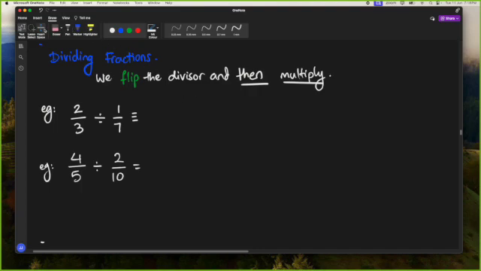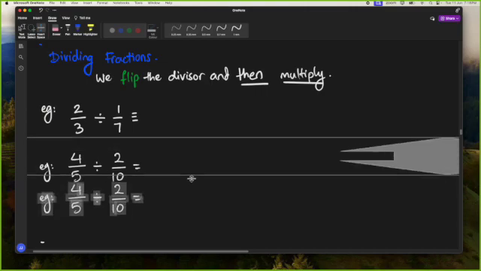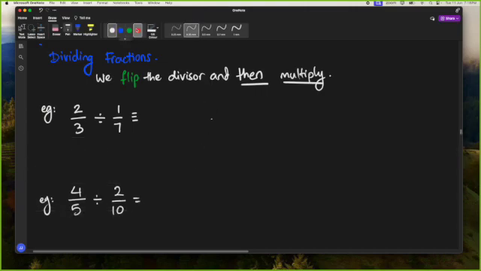How do you divide fractions? Well, all you have to do is flip the divisor and then multiply. Remember, the divisor is the one that is doing the dividing. So 2 over 3 is being divided by 1 over 7. So the divisor is the one that comes after the divide sign. And you might have a question where you could see this in a different way.